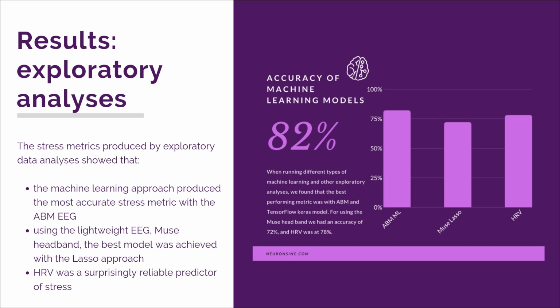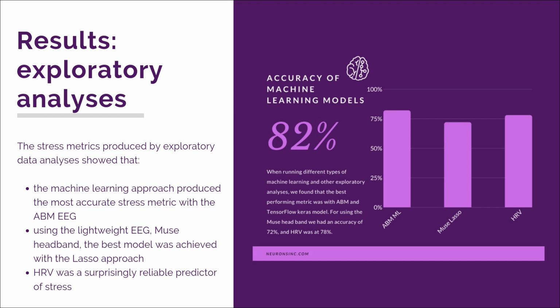The second step was to look at how we could use machine learning to produce a more predictive stress metric, if you like. Here we found that both the machine learning and the other exploratory methods performed much better looking at the raw data, and we found certain models that created better metrics for each of the different devices we used. For the ABM-X10, the TensorFlow machine learning approach produced an 82% accurate predictive model. For the Muse, the lasso analysis method produced a score that was almost 75% accurate. This compares to heart rate variability, which is almost 80% accurate as well.